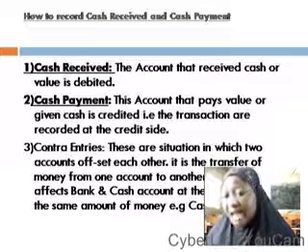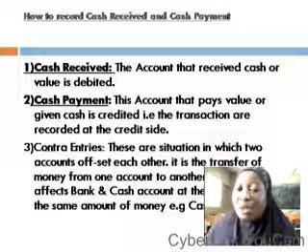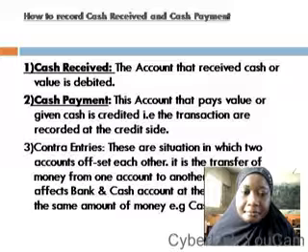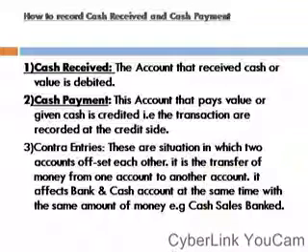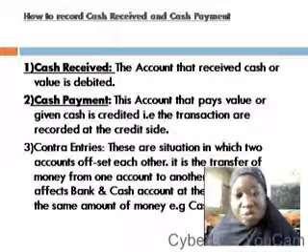Then another one is contra entry. The contra entry will appear at both sides. Contra entries are situations in which two accounts offset each other. It is the transfer of money from one account to another. It affects the bank and cash accounts at the same time with the same amount of money, e.g. cash sales to bank.